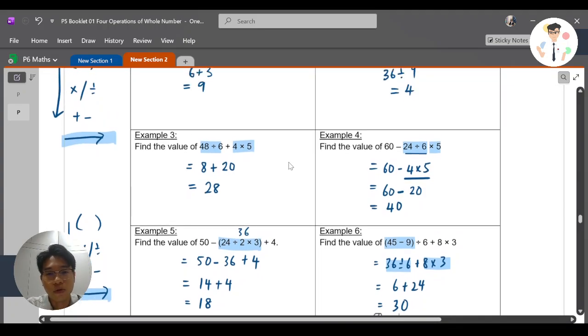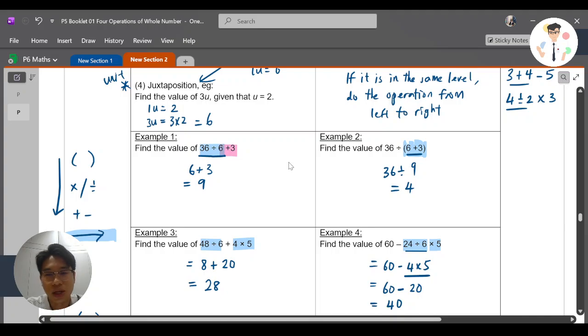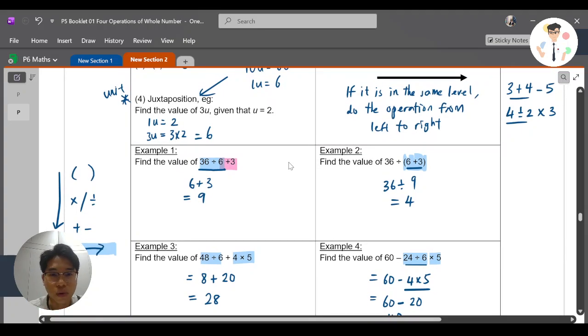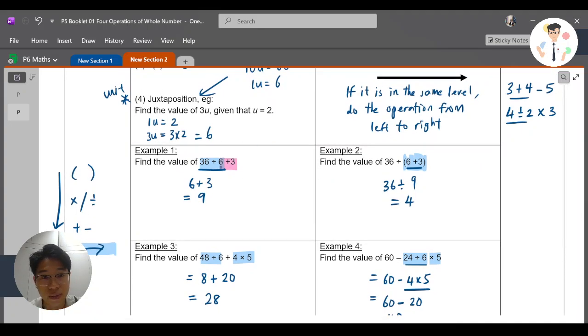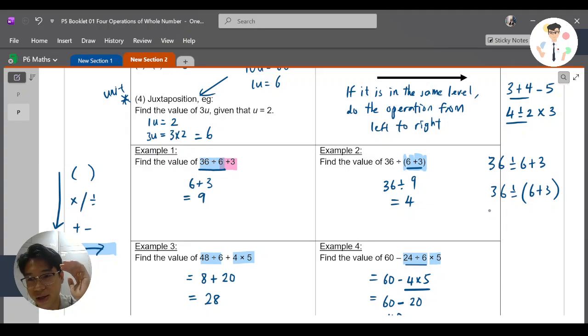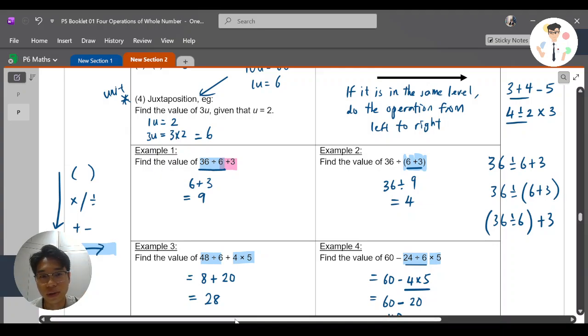Okay, so before I move on to the next page for you to try, I just want to point out one thing. Now, you see, okay, let me just put example 1 here. 36 divided by 6 plus 3. Example 2 gives me like this, 36 divided by parenthesis 6 plus 3. Okay, you get a difference? This one with parenthesis, this one without parenthesis. Now, what I wanted to do is I want to add something. What if I give you another example like this? What would the answer be?